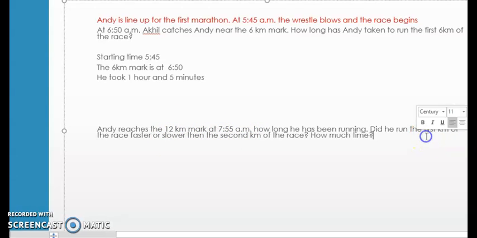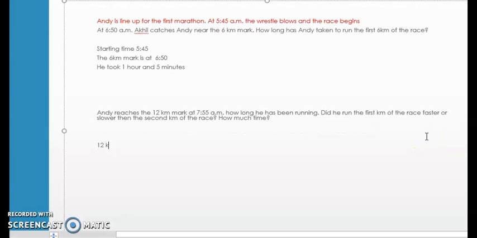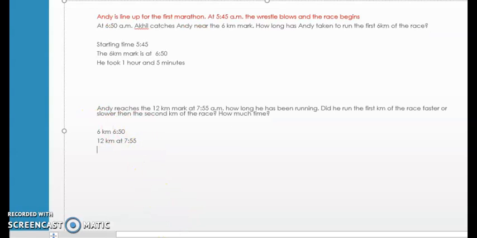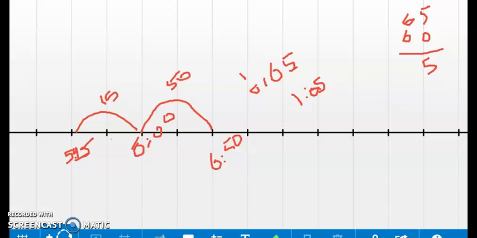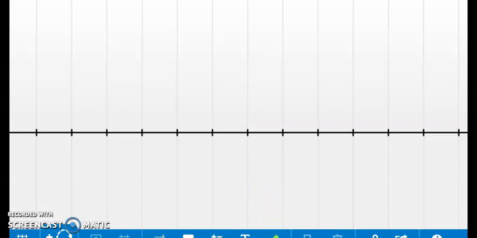At 12 km, we write here, he came at 7:55, and 6 km at what time he reached? He reached at 6:50. So we need to find how much time he took from 6 km to 12 km. From 6:50 to 7:55, how much time did he take? So for this I will draw here again the number line. From 6:50 to 7:50, it will be how much time? 1 hour. Better to count 1 hour, easy for us.